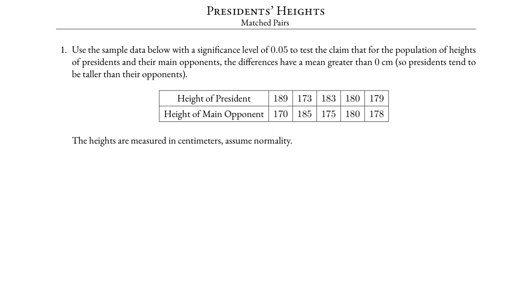Recognizing that this is the matched pair for the mean, we would find the difference in these data values. 189 minus 170 is positive 19, where we take the observation 1 minus observation 2. 173 minus 185 is negative 12. 183 minus 175 is 8. 180 minus 180 is 0. 179 minus 178 is positive 1.